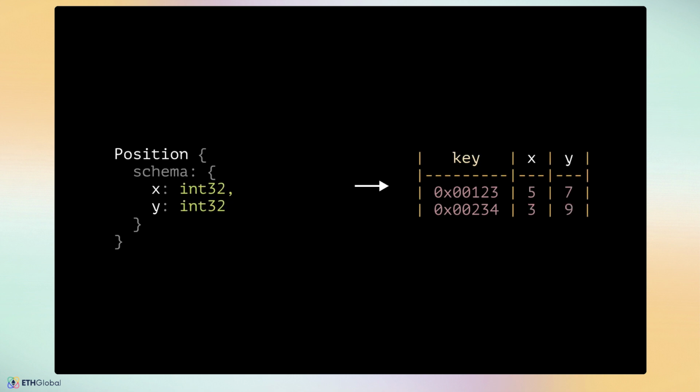Here's an example of another table called the position table, and this table has a schema with two fields, one X and one Y, and both of them have type int32. And again, we didn't provide a key schema, so we're using an implicit bytes32 as a key.